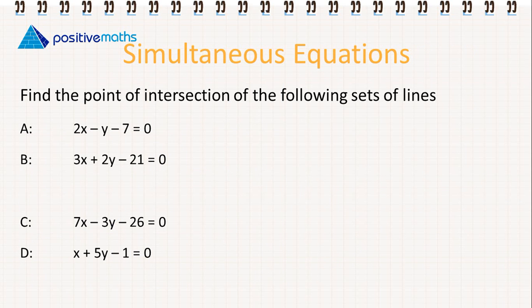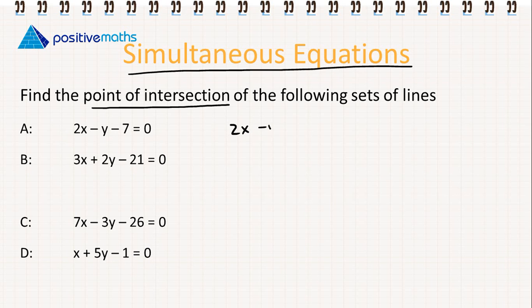We also need to be able to find the point of intersection numerically or algebraically. We do this by solving the equations simultaneously. So let's work on these two examples. We have 2x minus y minus 7 equals 0. We can tell this is the equation of a line because it has an x term, a y term, and a constant. And our next equation of a different line is 3x plus 2y minus 21.